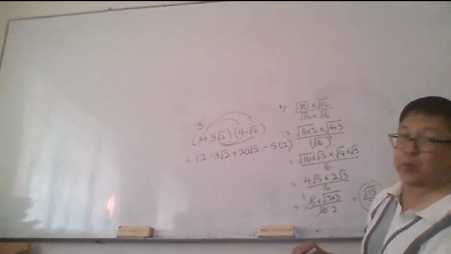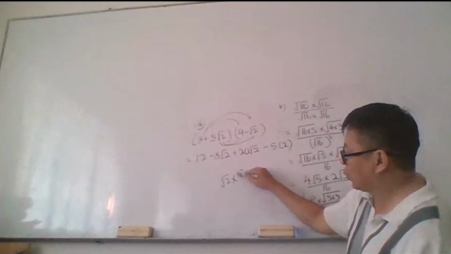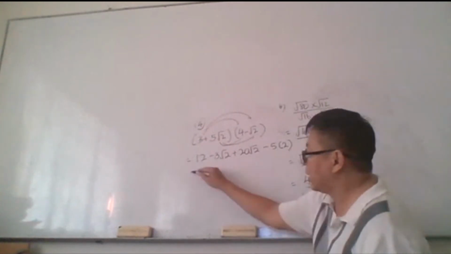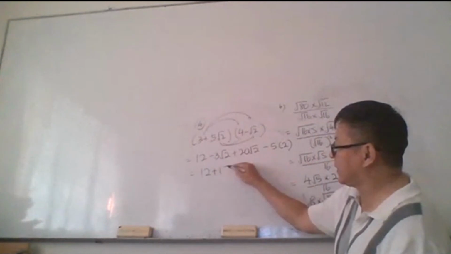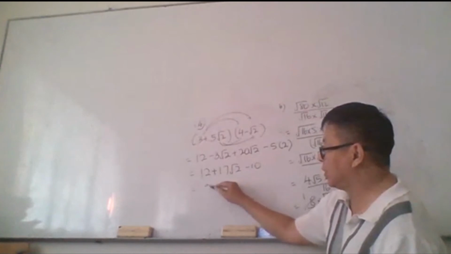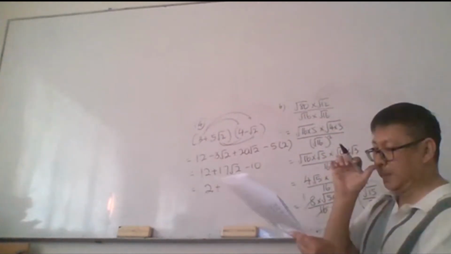Square root times square root, okay? You only get 2. So that will be 12 minus, so negative 3 plus 20, you get 17 square root 2, minus 10. And finally, it's 2 plus 17 square root of 2.